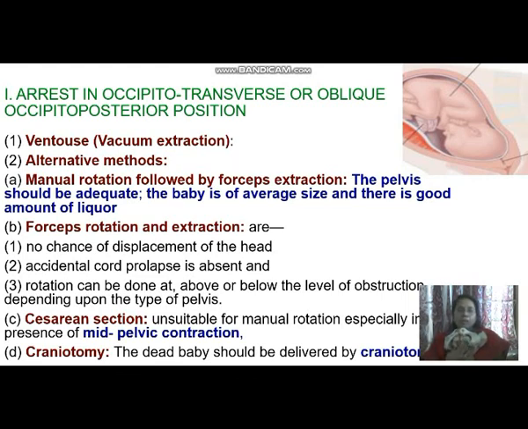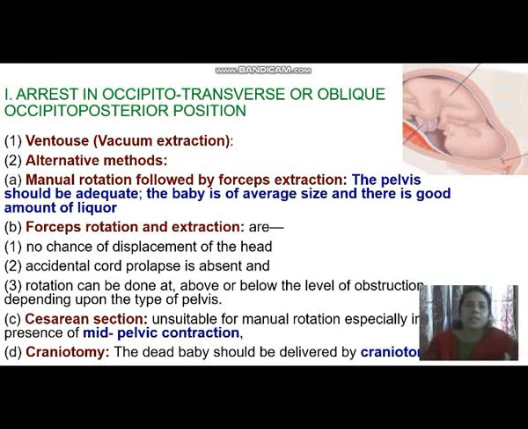We can manually rotate the head, followed by forceps extraction, or forceps rotation and extraction can be done if there is no chance of displacement of the head and accidental cord prolapse is absent. Rotation can be done at, above, or below the level of obstruction depending upon the type of pelvis. If the patient is not suitable for manual rotation, or if there is mid pelvic contraction, we have to go for cesarean section, and if the baby is dead, we have to go for craniotomy.